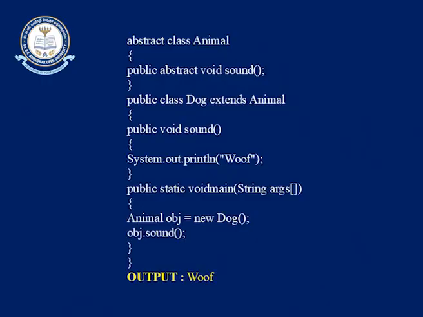Now, I want to access that method. What should I do? Simply I create an object for the class called Dog. So, Animal obj is equal to new Dog. Here I am creating an object for the derived class, so that I can access the methods of Animal. So, like this we have an abstract class.